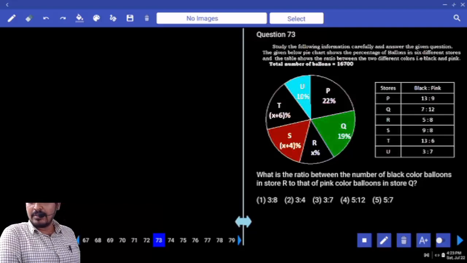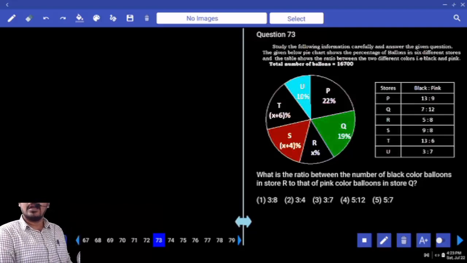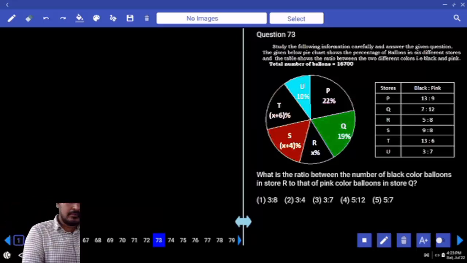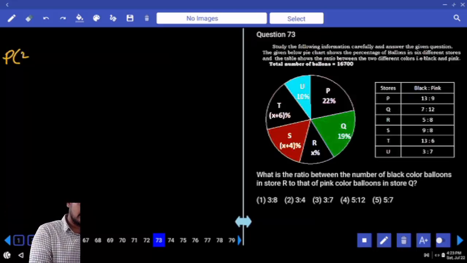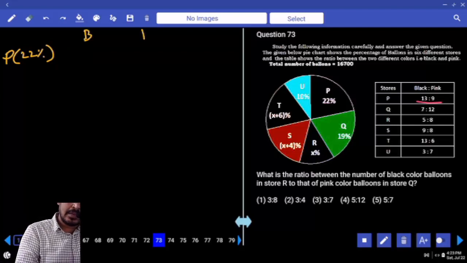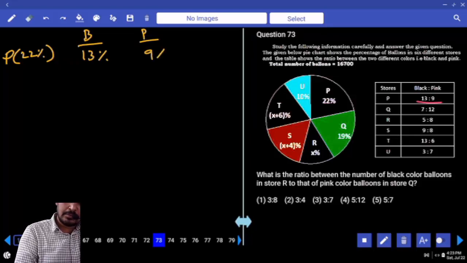16,700. The given pie chart shows the percentage of balloons in 6 different stores, and the table shows the ratio of the 2 different colors, black and pink. In P, what is the total percentage? 22%. It is split into 13:9. One will be black, another one pink. Means one is 13%, another one is 9%.